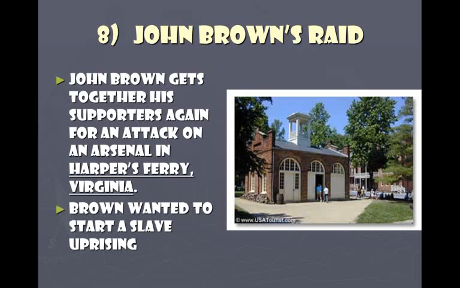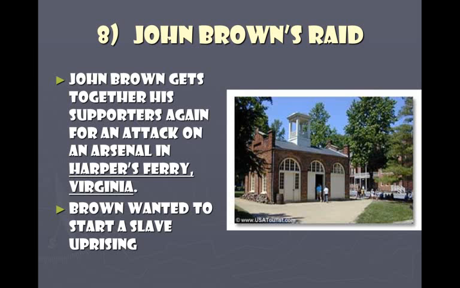Back to our friend John Brown. Because of the Dred Scott case, he realizes that you can't work through the government. You have to actually overthrow the government in order to get the change that he wants with regards to abolishing slavery. He gets together another large group of his supporters, and their plan is to attack a federal arsenal in Harpers Ferry, Virginia. This is a picture of what Harpers Ferry looks like today. It's a beautiful place. You can go visit it.